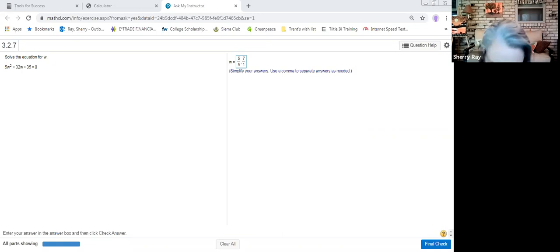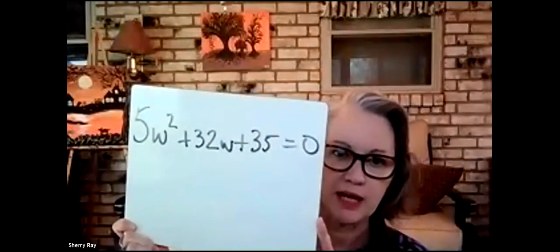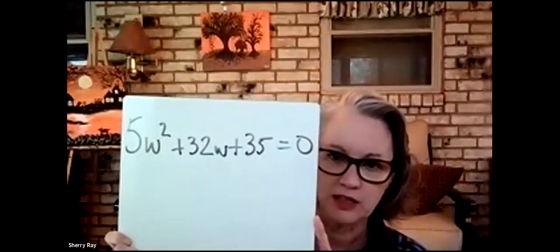Well, we have 5w squared plus 32w plus 35 equals 0. Okay, now this is my problem, but when I go to factor, that's not going to be the easiest approach to this, even though they go through the factoring method on the example.